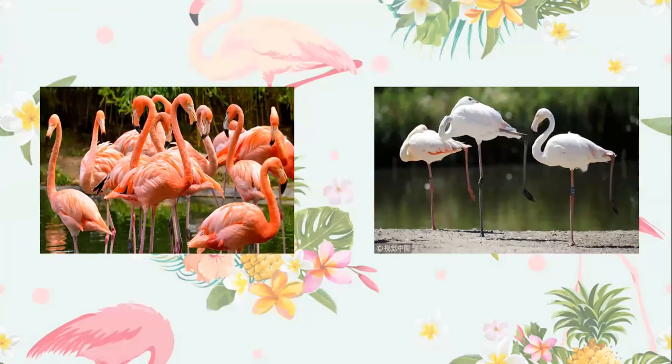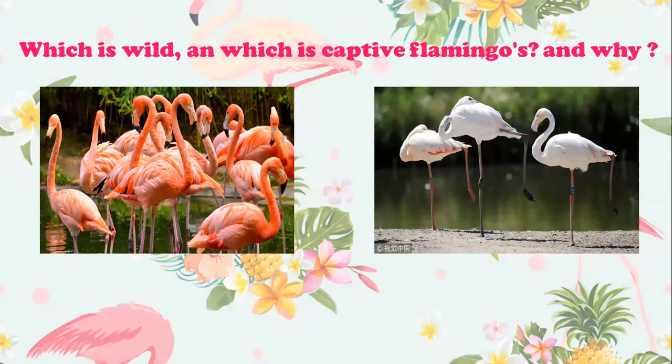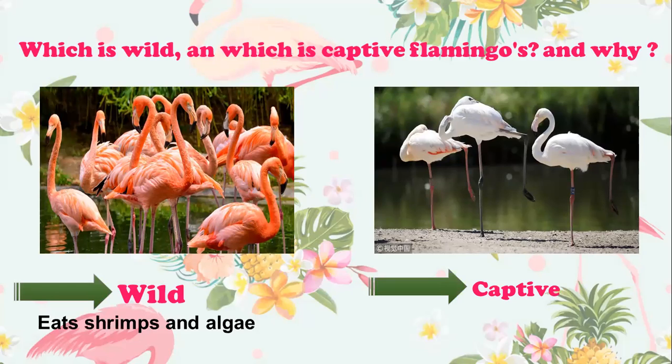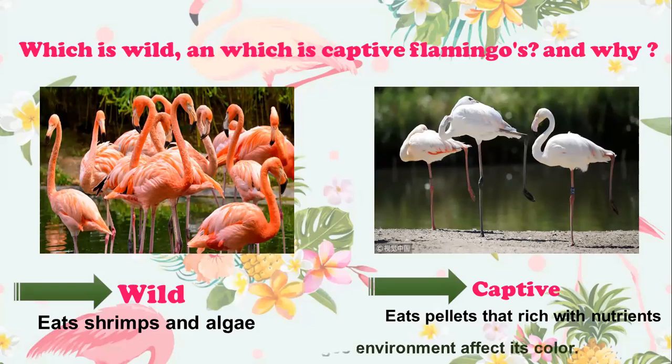Which is wild and which is captive? Flamingo. And why? The pink one is the wild one as it eats algae and shrimps, while the white one is the captive that grows in the zoo. This one eats shrimps and algae, while the other one eats pellets rich in nutrients. The available food in the flamingo's environment affects its color.